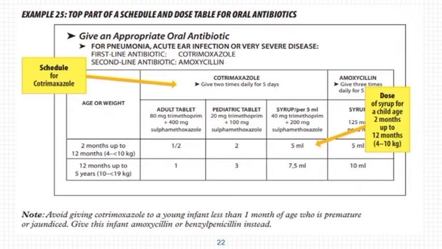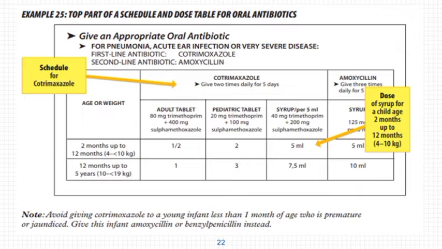Then this one is the dose of syrup for a child age 2 months up to 12 months. Let's proceed to the pediatric tablet. Cotrimoxazole is a combination of 20 milligrams trimethoprim plus 100 milligrams sulfamethoxazole.